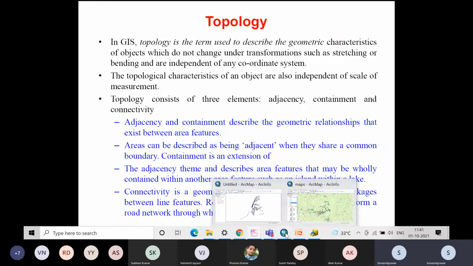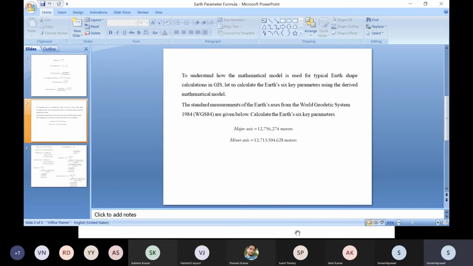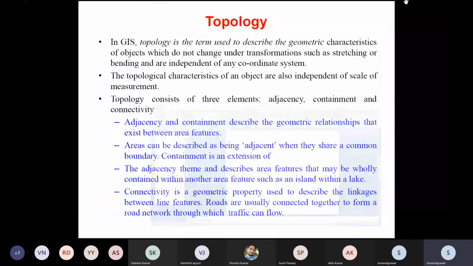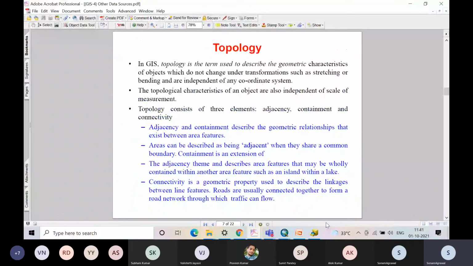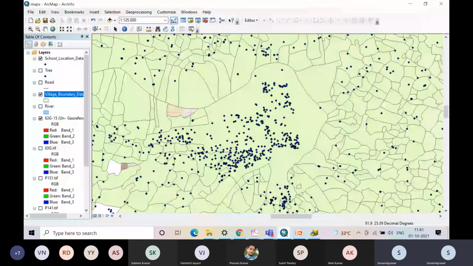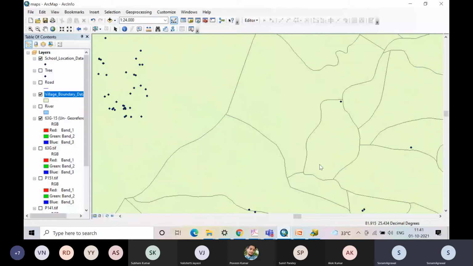First is adjacency. Suppose two polygons are drawn nearby. They are sharing a common boundary. So what I have done, I have opened one of the village maps of Prayagraj, and you can see some of the polygons are just sharing a common boundary. You must have done the digitization task that was given to you. In that one, you have to digitize the complete administrative boundary of Prayagraj. Okay, so I hope you are working on that, the district boundary and tehsil boundary of Prayagraj.